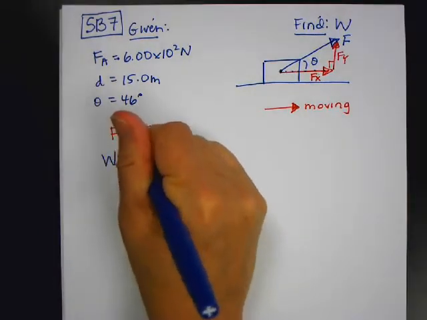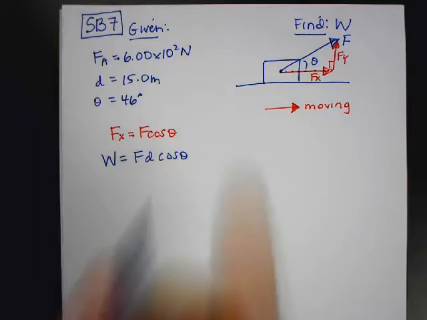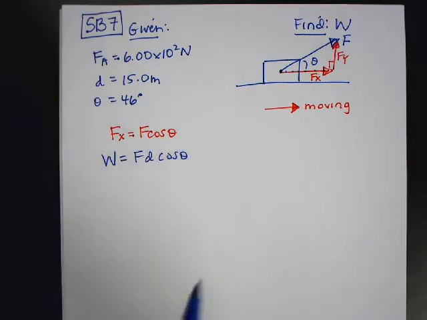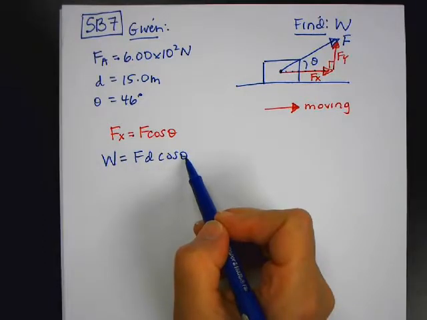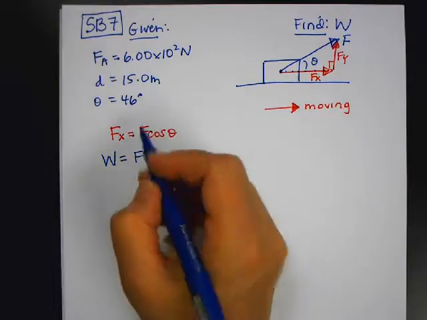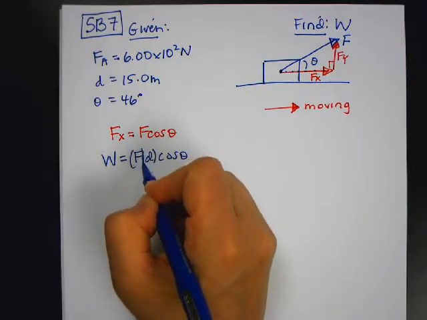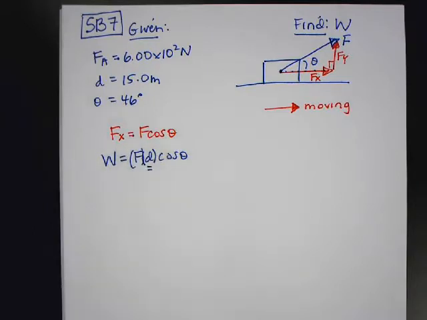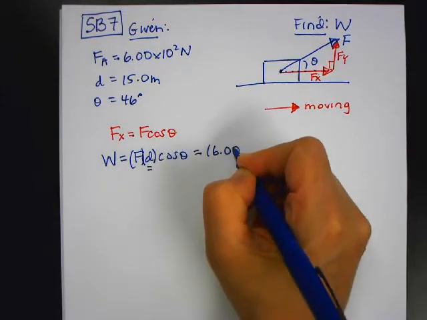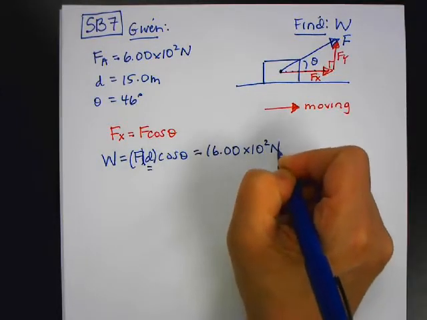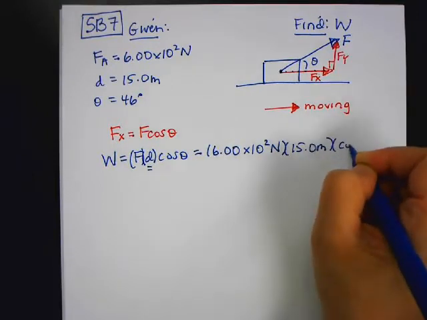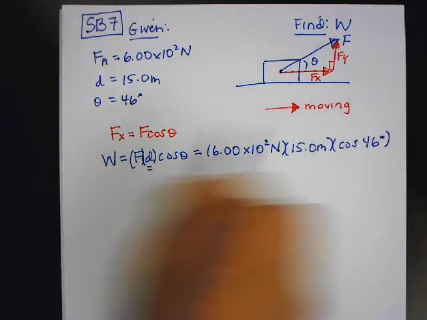So now my work is going to be F D cosine theta. Now the first question is, why didn't I put the D at the end? Because some of you might make the mistake and multiply the angle times the displacement and then put cosine in. So remember from math, this D has to go up here. Does everyone see that? You don't want to mess up the angle. So this is going to be 6.00 times 10 to the 2 newtons times 15 meters times the cosine of 46 degrees.